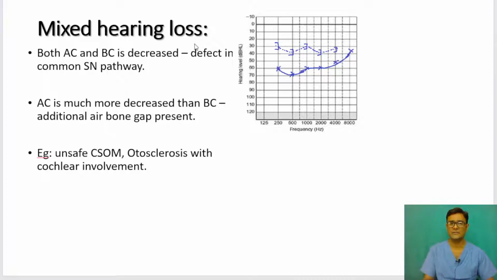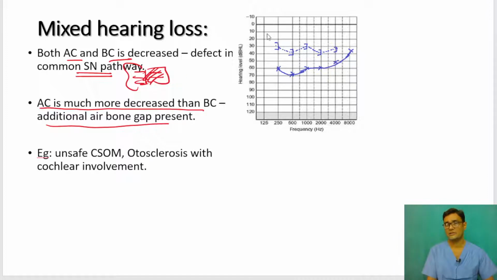Coming to mixed hearing loss. Here, air conduction and bone conduction are both affected. There is a defect in the common sensorineural pathway, and there is also a defect in the air conduction pathway, in the middle ear, or even the external canal. Some pathology is there, but in addition to that, air conduction is much more decreased compared with bone conduction, because of which an additional air-bone gap is present.